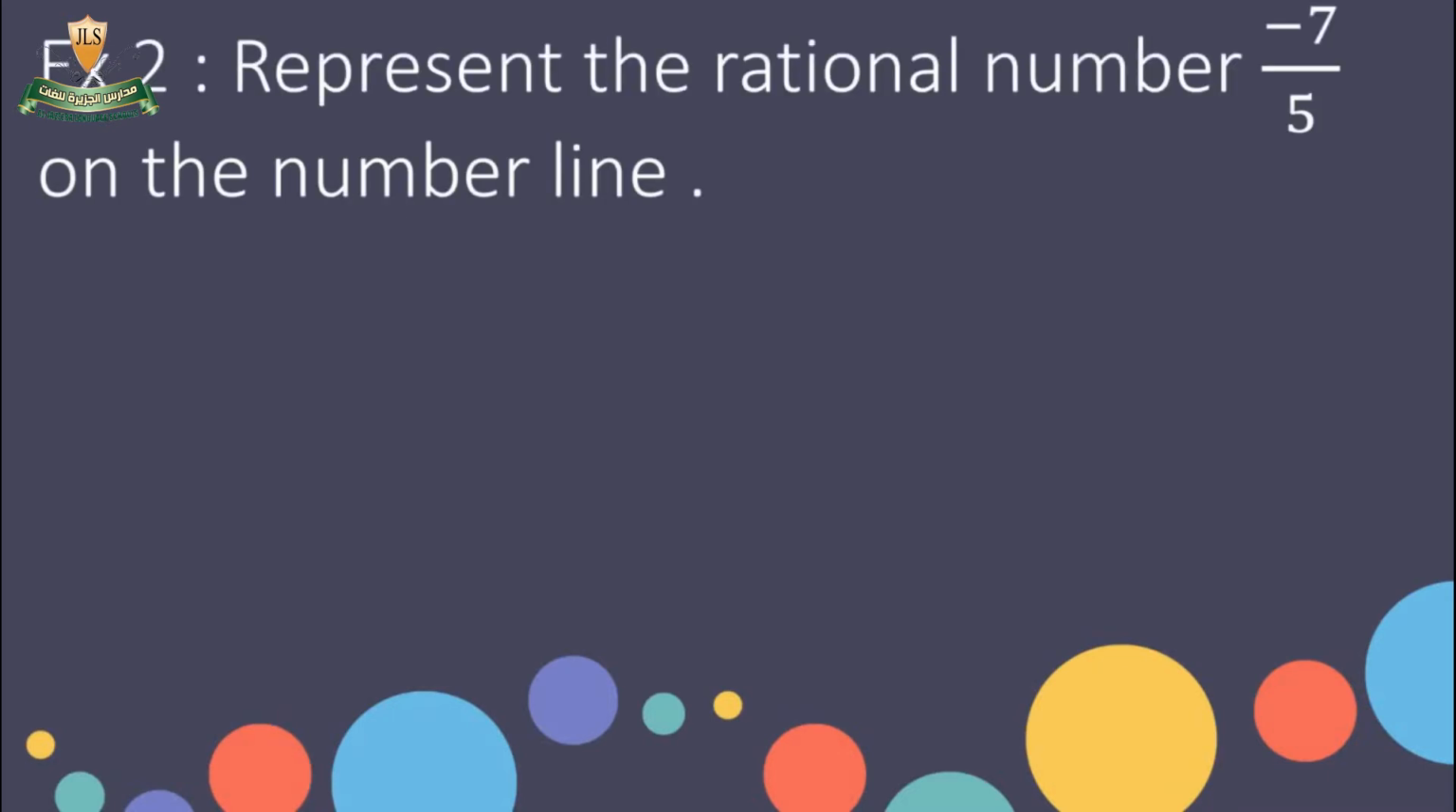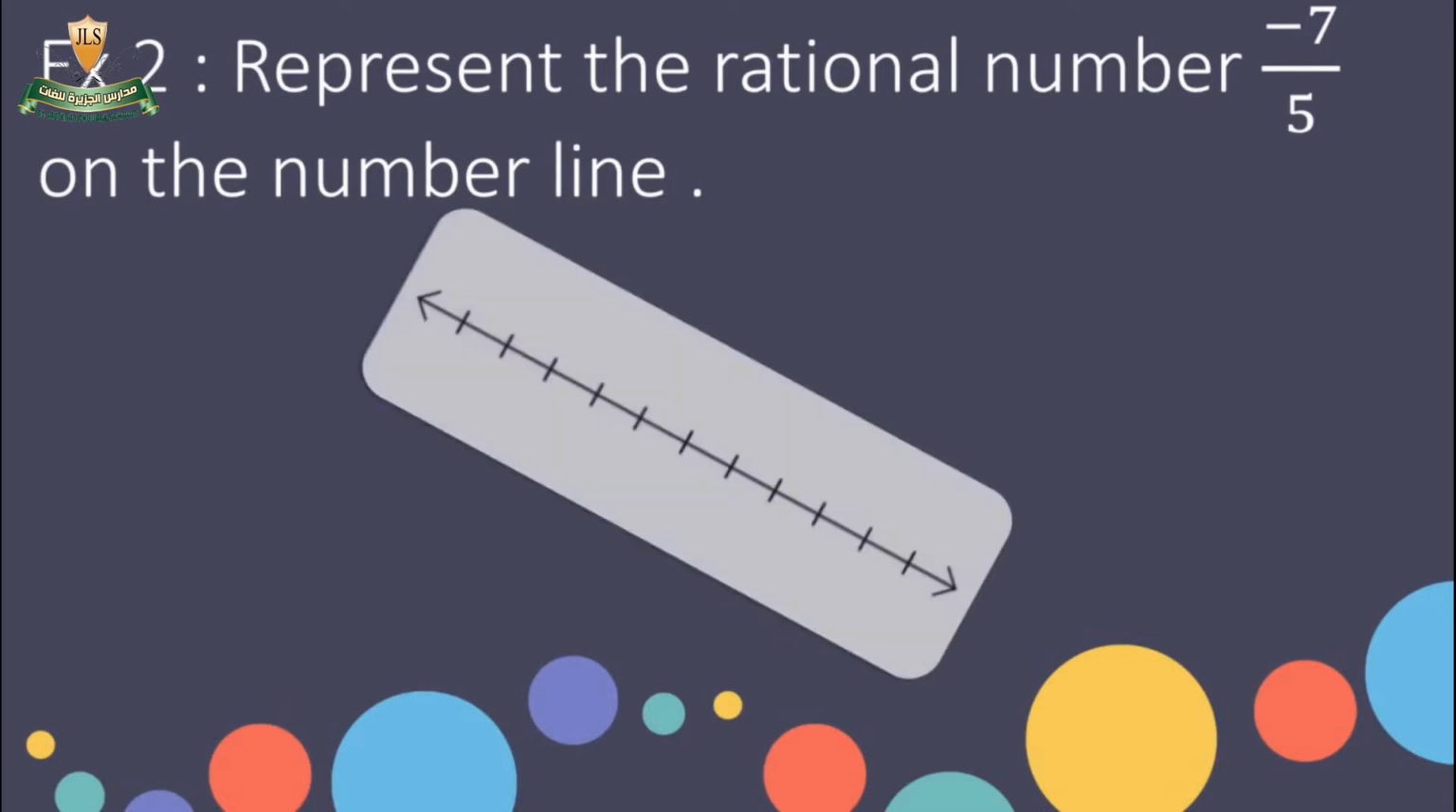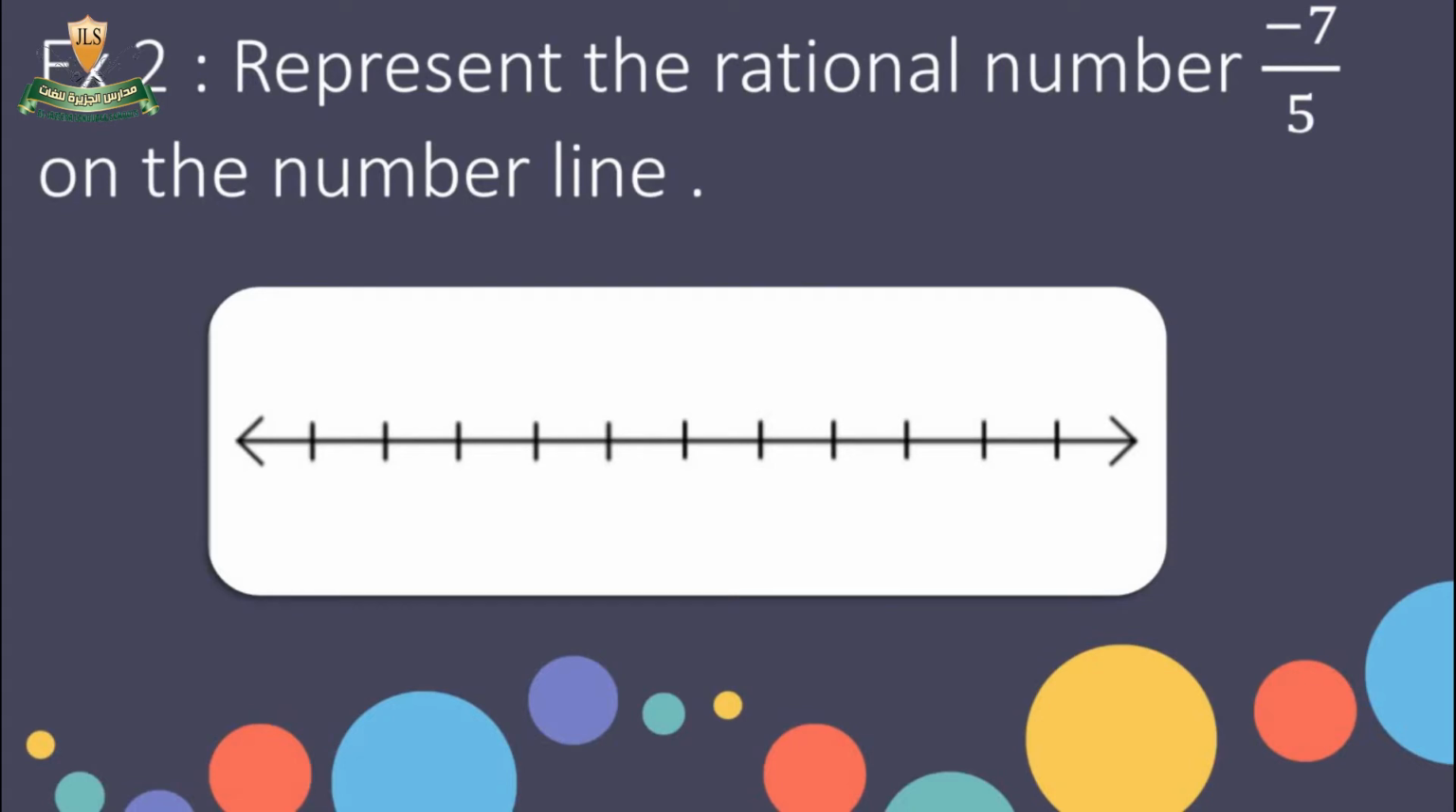Okay, let's see another example. Represent the rational number -7/5 on the number line. At first, draw the number line, then choose a specific point and say it is -7/5. And I know that on the right hand side the number is greater. So what is the number after -7/5? Right, -6/5. Mister, is -6 less than -7? Wrong. In the negative, the greater number is the smaller.